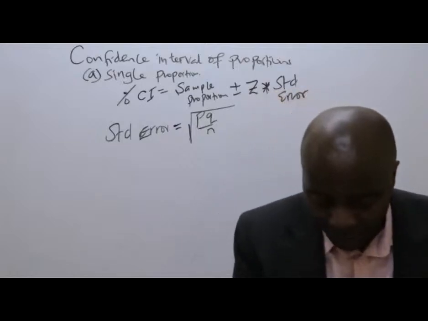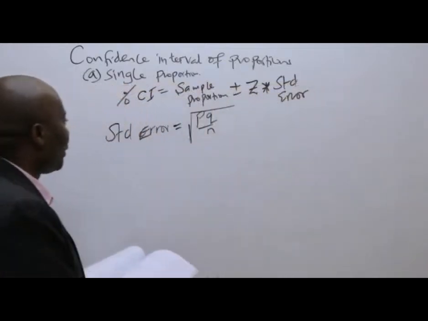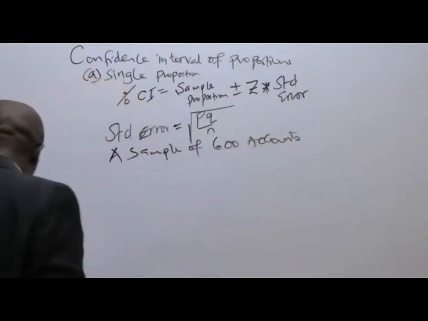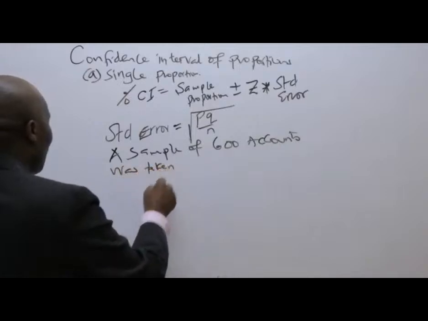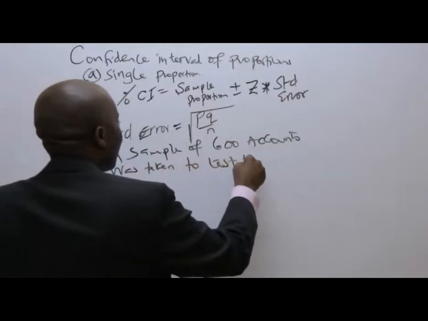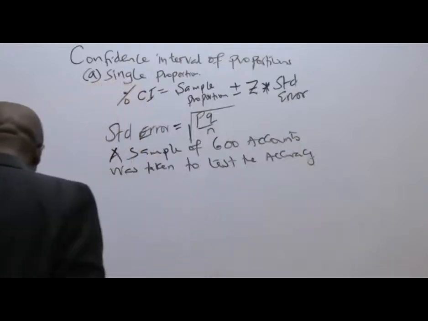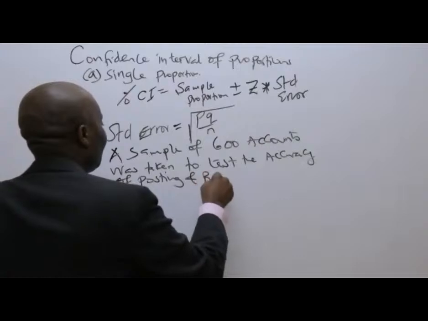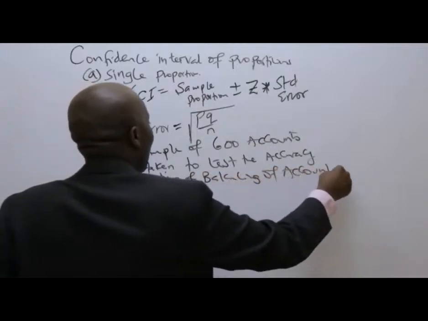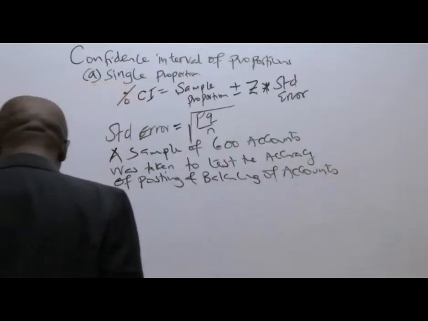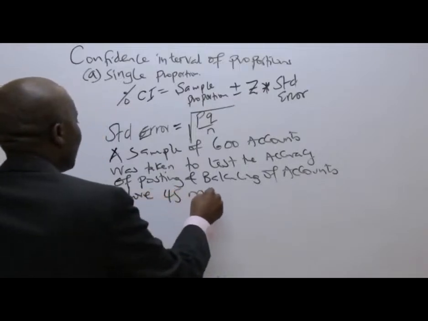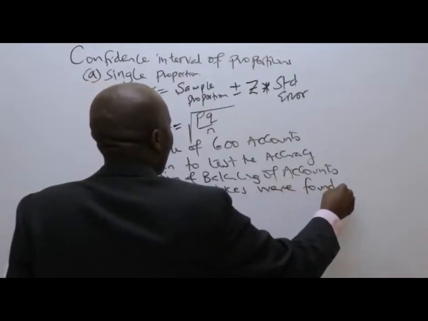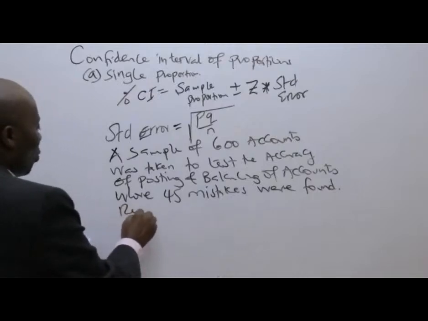A sample of 600 accounts was taken to test the accuracy of posting and the balancing of accounts, where 45 mistakes were found.